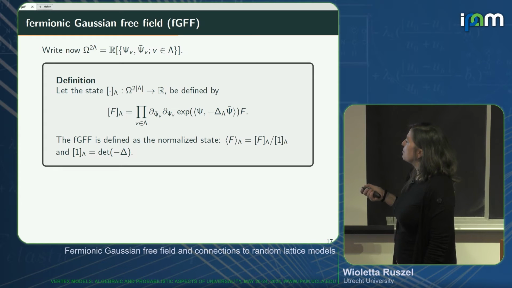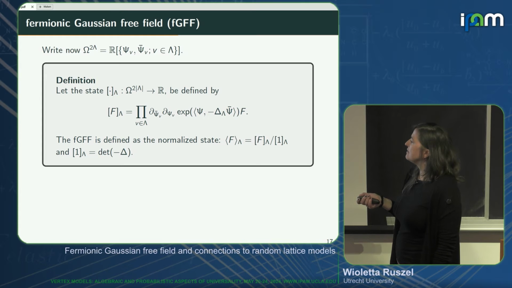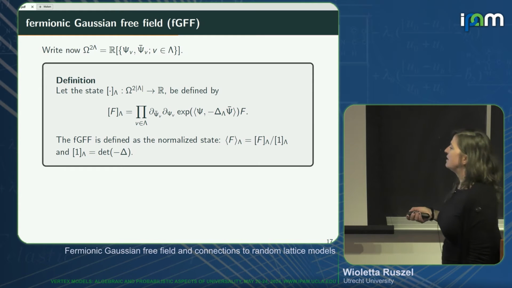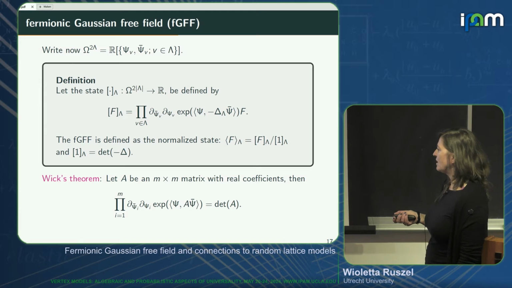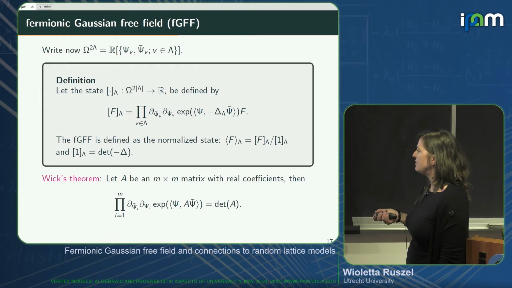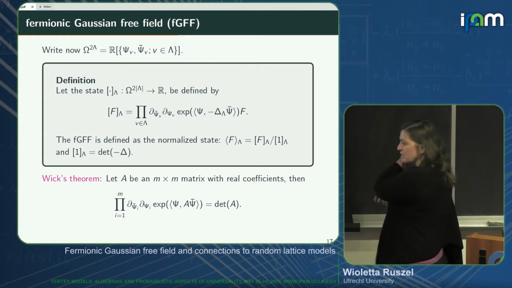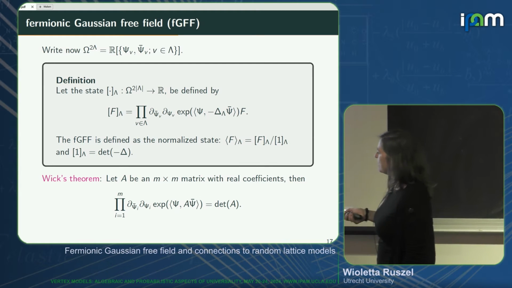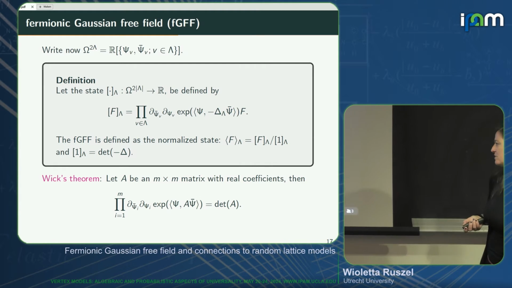So I'm normalizing it by 1. If I replace the f by 1, then under this measure, under this rule, this will give me just the determinant of the graph Laplacian. This is just a simple fact from the Wick theorem, which tells you that if you have here an M times M matrix with real coefficients A, then this whole thing will give you the determinant of this matrix.